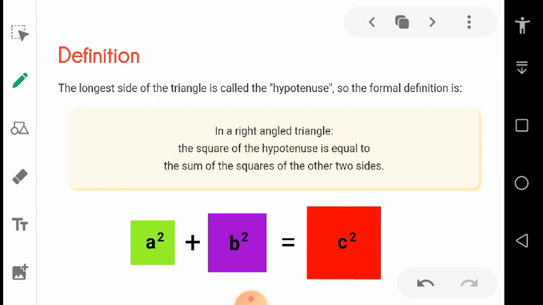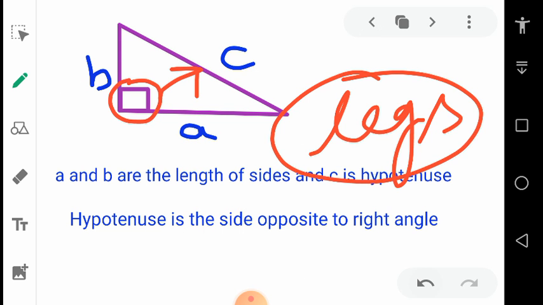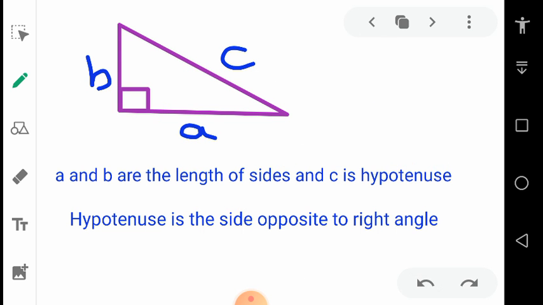Now what is the Pythagoras theorem actually? The longest side of the triangle is called the hypotenuse. Now the formal definition is, in a right angle triangle the square of the hypotenuse is equal to the sum of the squares of the other two sides. As in the previous diagram you have seen there are three sides, A, B and C.